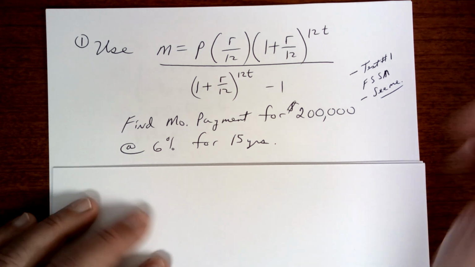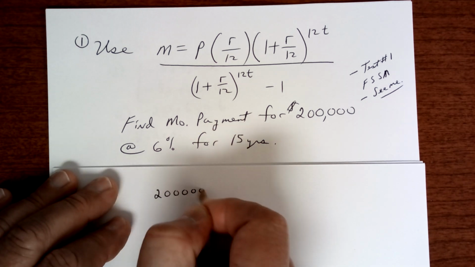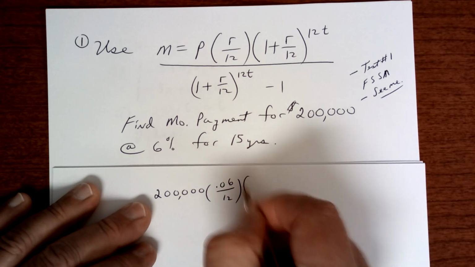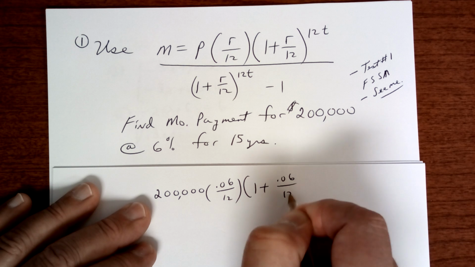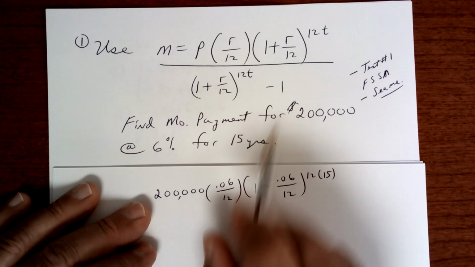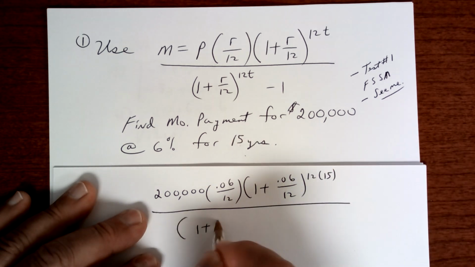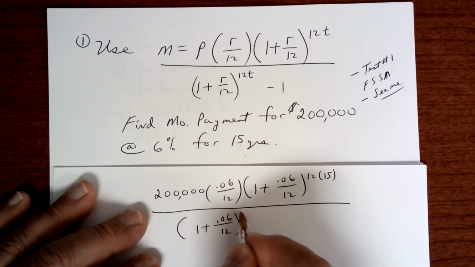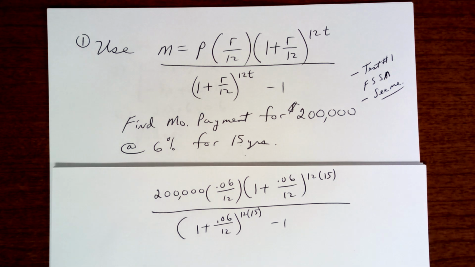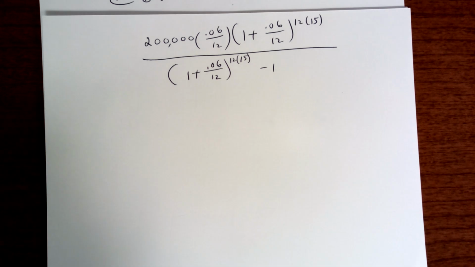All right, so let's take a look here. The principal is 200,000. The rate is 6%. And you're doing 15 years. Right here. All of that is divided by. Get your calculator out because we're going to work this together. Now, if you can feed all of this into your calculator at one time, it's better. All right, so copy that down if you did not already do so.